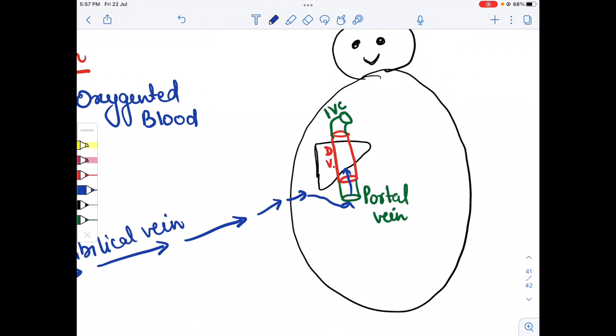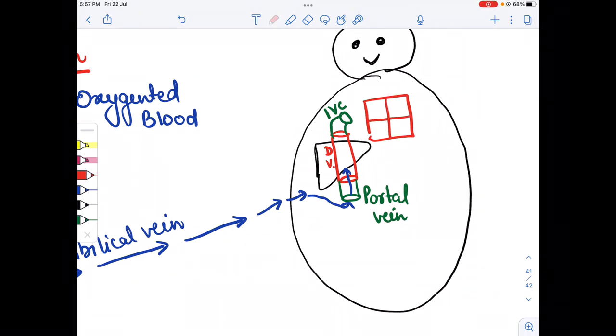Please remember this question: the ductus venosus is present between the inferior vena cava and the portal vein. The umbilical vein continues as the portal vein, and through the portal vein it bypasses the liver via the ductus venosus and reaches the inferior vena cava.